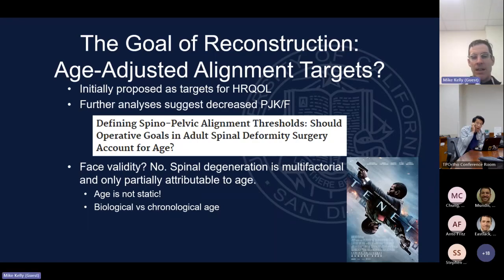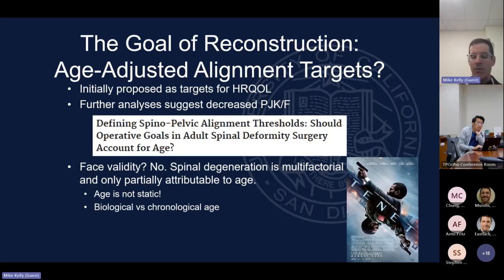So the goal of reconstruction, what about age-adjusted alignment targets? Slack and Mundus have heard me talk about this a dozen times. I think this is one of the worst things that we have done in our work. It was initially proposed as targets for HRQOL. So they looked at societal norms for ODI and said, well, if you want an ODI of 40, this is where someone who's 70 will stand.